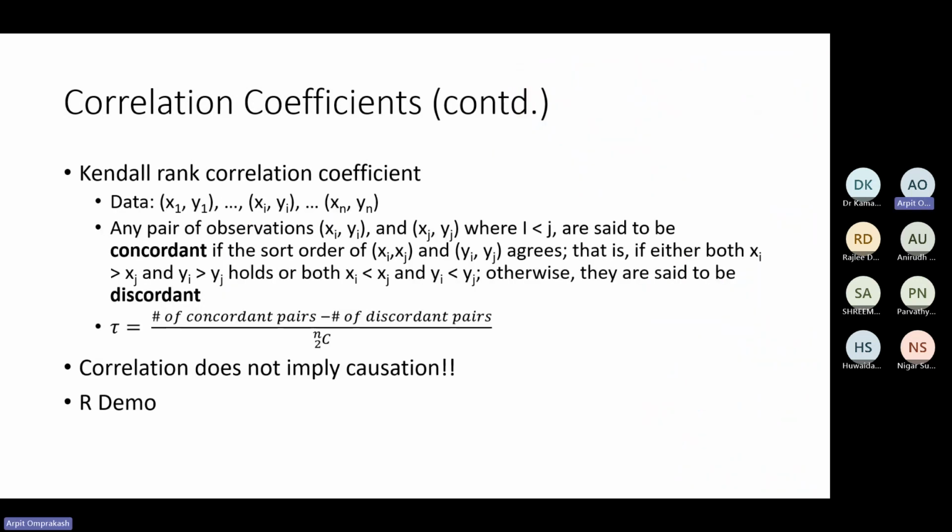Okay. So coming back to Kendall rank correlation coefficient. So we have, let's say, two variables X and Y, and we have data like this, X1, Y1, X2, Y2, and so on till Xn, Yn. So we have n samples of both random variables X and Y. So for any pair of observations, if we take Xi, Yi and Xj, Yj, right? So this pair is said to be concordant.